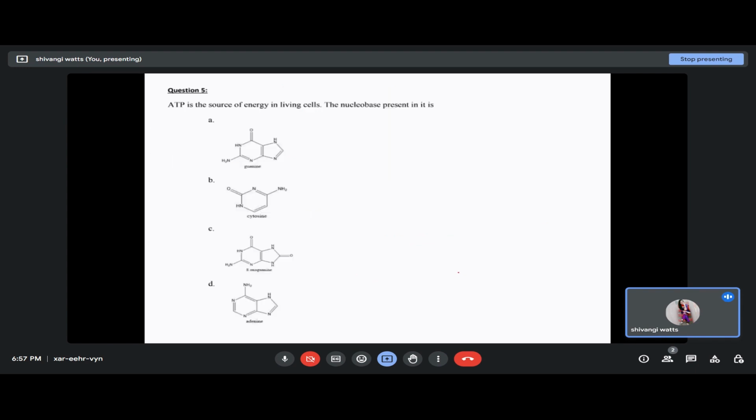The next question is: ATP is the source of energy in living cells. The nucleobase present in it is. So even if you don't know the structure of these nucleobases, you should remember that adenosine triphosphate. So adenine is the nucleobase present in the ATP. So option D is the right option.